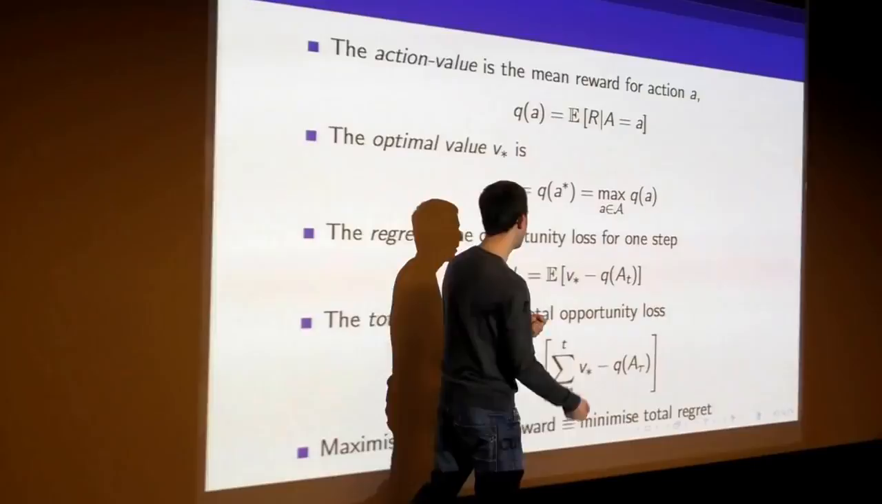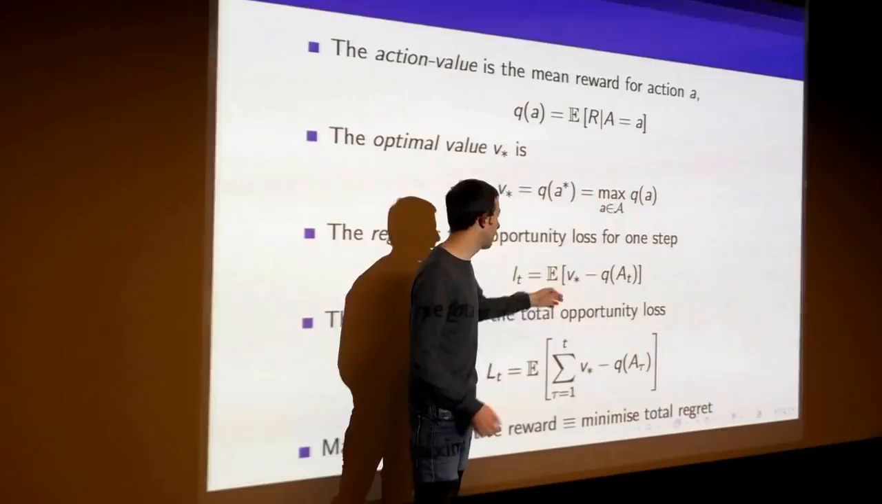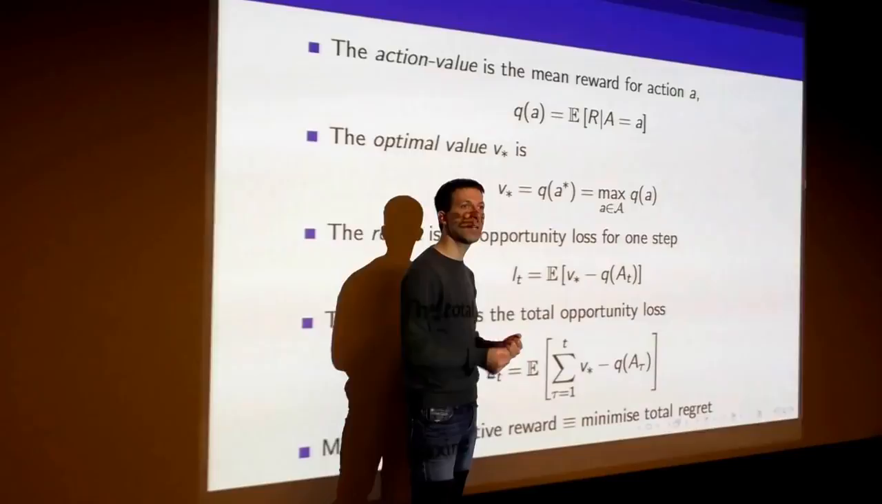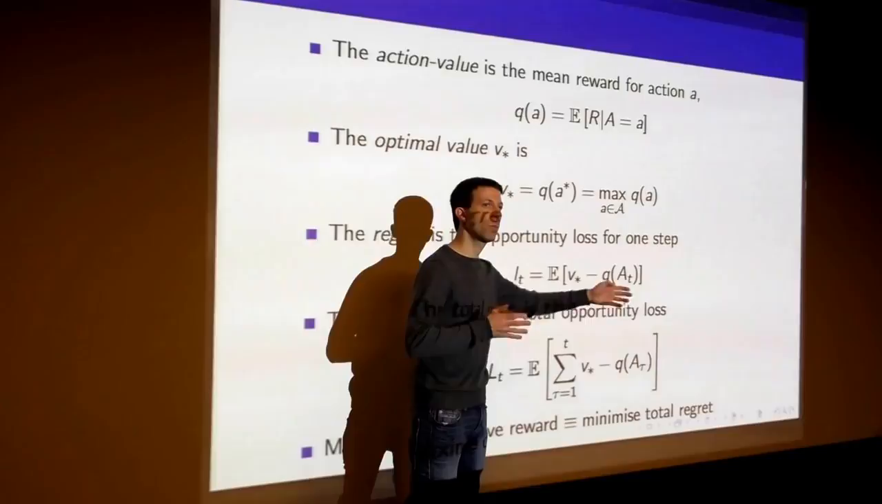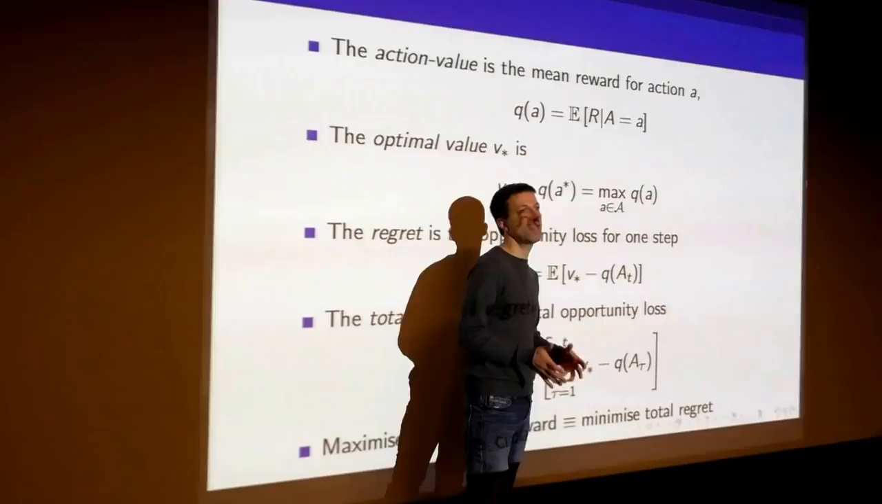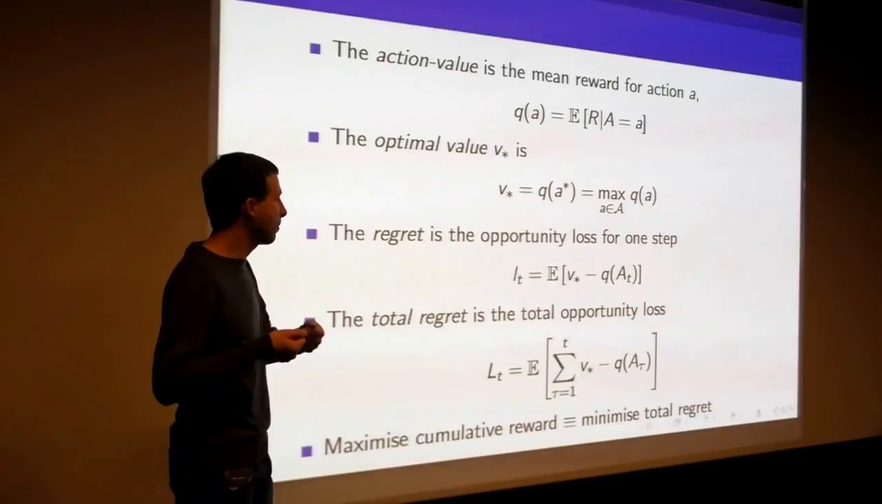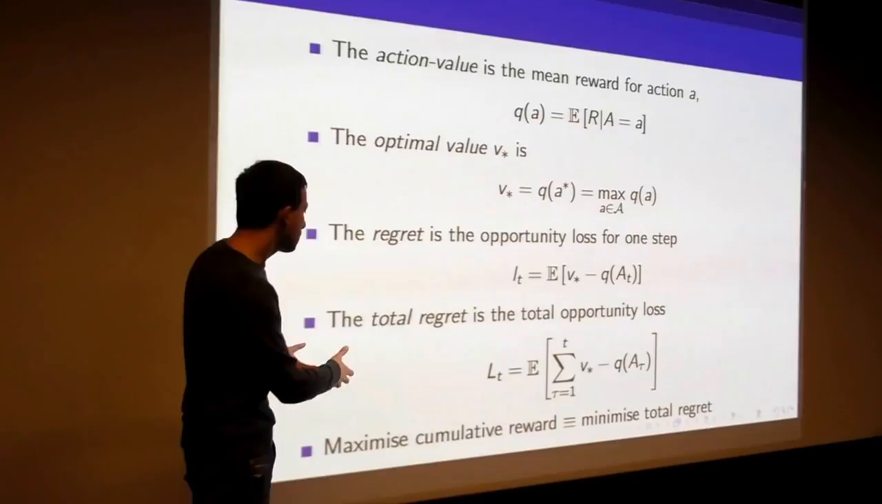So the total regret is just summing these opportunity losses over time. We want to sum this up over time, and we want to see what's the total regret that we're incurring if we just keep playing and keep playing forever? Okay? And so we're going to continue for t steps. We're going to play this game for t steps. And now we want to know, if we play for t steps, how much opportunity loss do we incur? How much better could we have done? If we'd known the optimal value, if we'd known the optimal arm in advance, how much better could we have done?